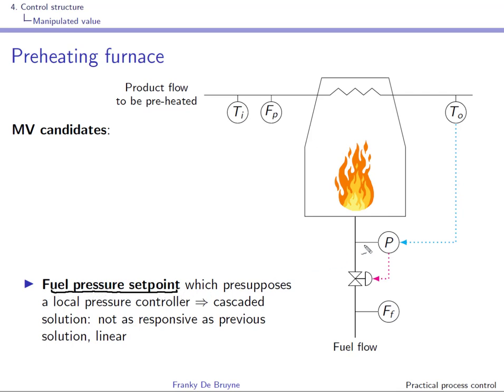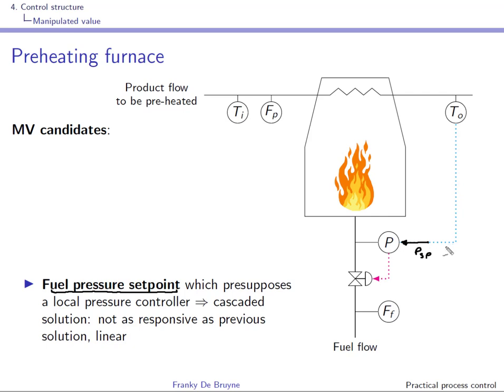Well, the fourth candidate is to use the fuel pressure set point, right? And this means here that you have to implement a local pressure controller. And if you do this, well, you can set the fuel pressure set point directly and influence the output temperature, right? So if you look at the overall control structure to control the output temperature, again you have a cascaded solution. The primary controller is a temperature controller, and the internal loop or the slave loop is a pressure loop, right?